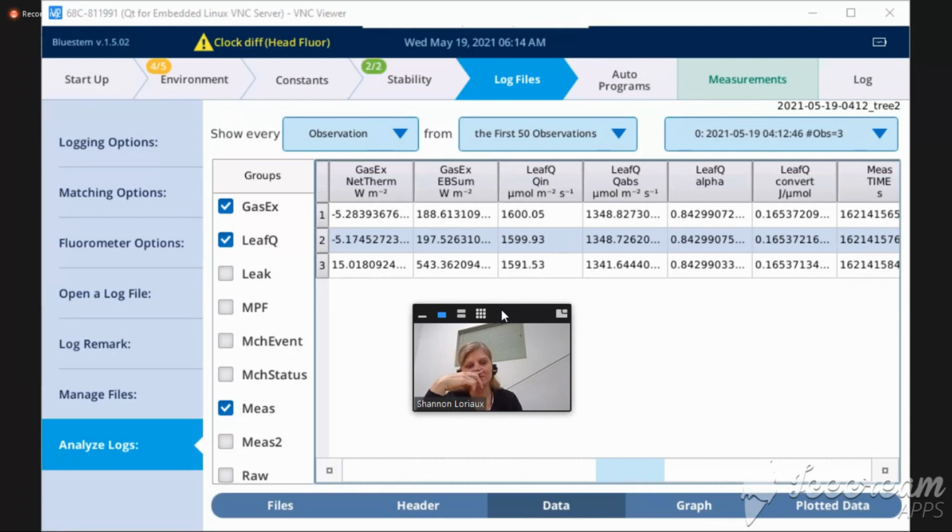So the easiest way to do that is actually not on the instrument. The best way is to download your Excel file and bring it into Excel, and then go to your leaf area column, and you can edit that data for the actual leaf area that was in your chamber. Does that make sense?